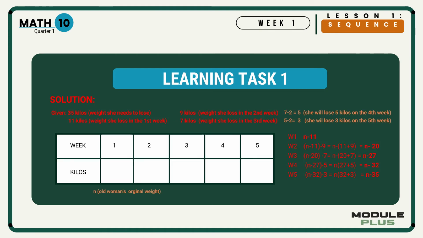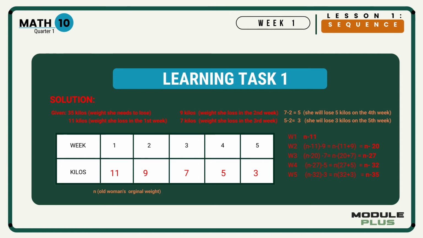Now, let's put our answers in the table. For week 1, she lost 11 kilos. For week 2, she lost 9 kilos. For week 3, she lost 7 kilos. For week 4, she lost 5 kilos. And lastly, for week 5, she lost 3 kilos.